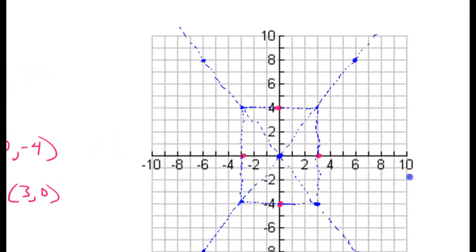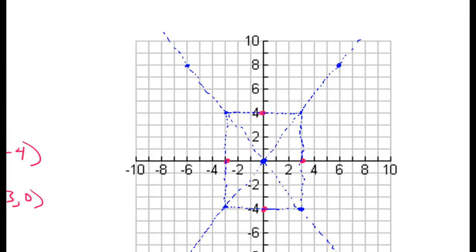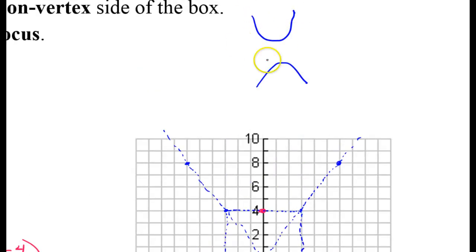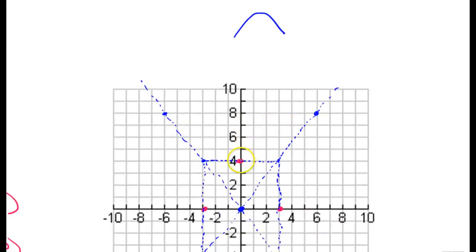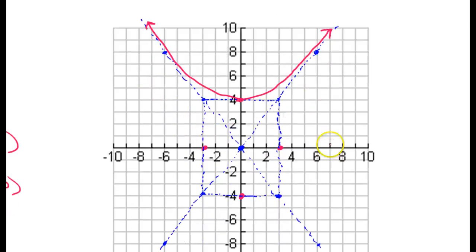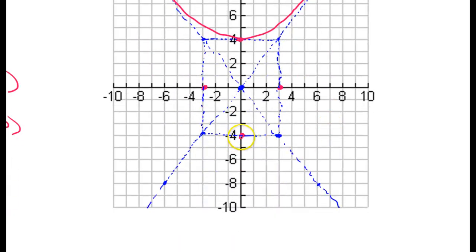Okay, so look, I could draw my hyperbola branches right now. Because remember, right from the beginning, we knew that this was going to be a vertical hyperbola, opening up and down. So I can just go ahead and draw my branches approaching the asymptotes. Okay, on this side. Okay, and I'll draw my other branch like this.